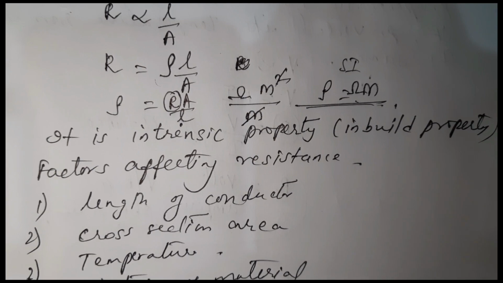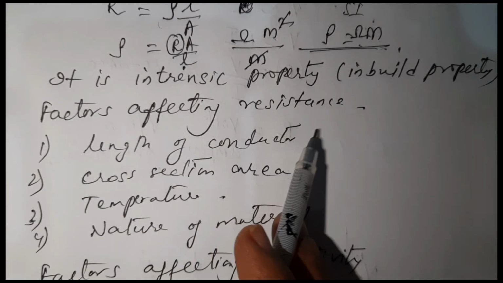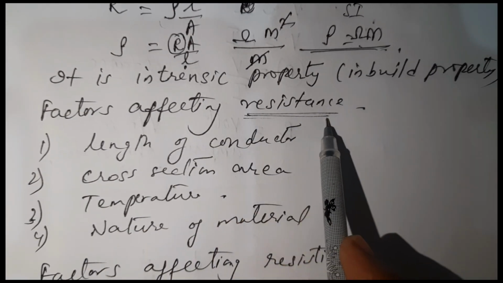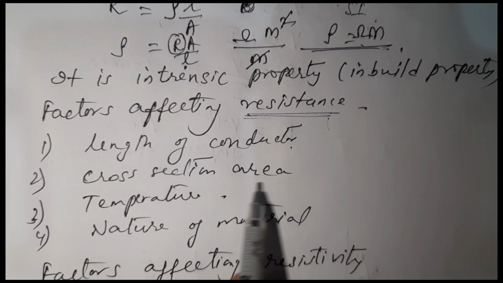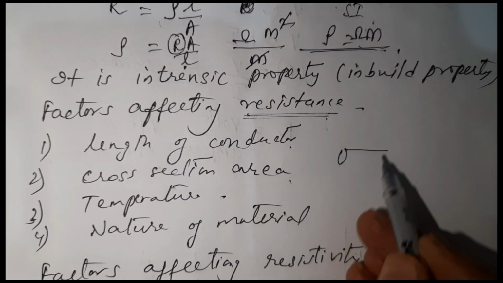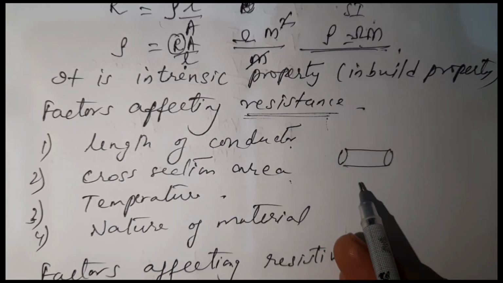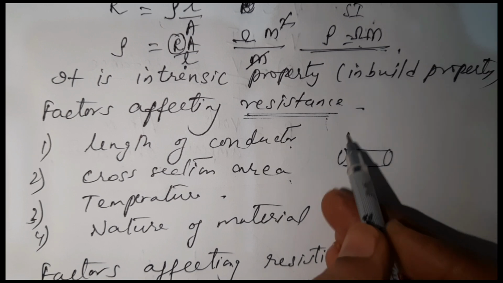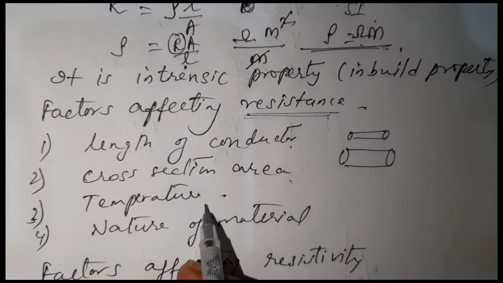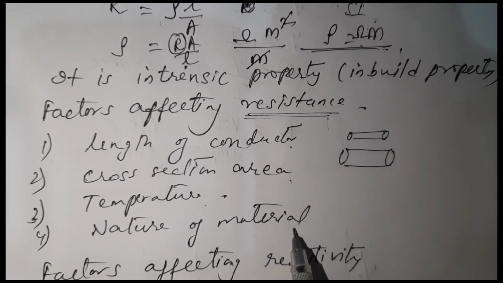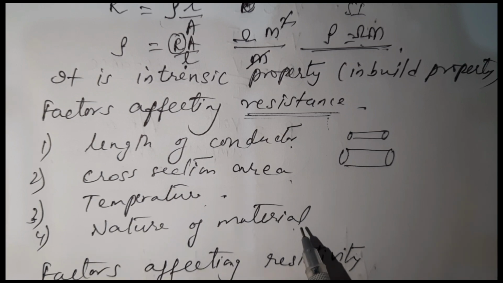Now these are important questions, like factors affecting resistance. They can ask what are the factors affecting resistance. Resistance depends on the length of the conductor and the cross-section area of the conductor. That is, if the wire is fatter, resistance will be less, so more current flows. If it is thinner, less current will flow, as it is inversely proportional. It also depends on temperature and nature of the material. Nature means what the wire is made up of, either steel, aluminium or copper. So depending on resistivity, its resistance will change.